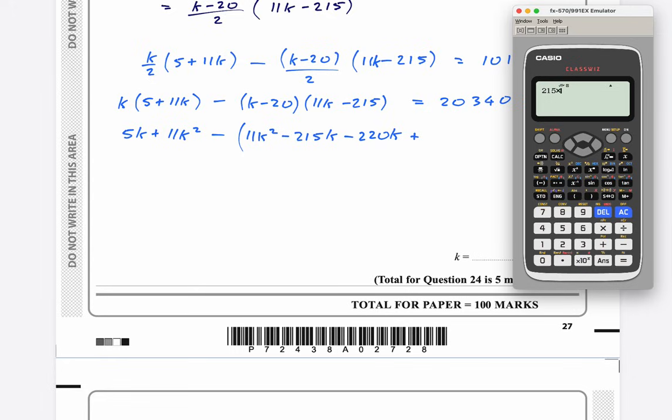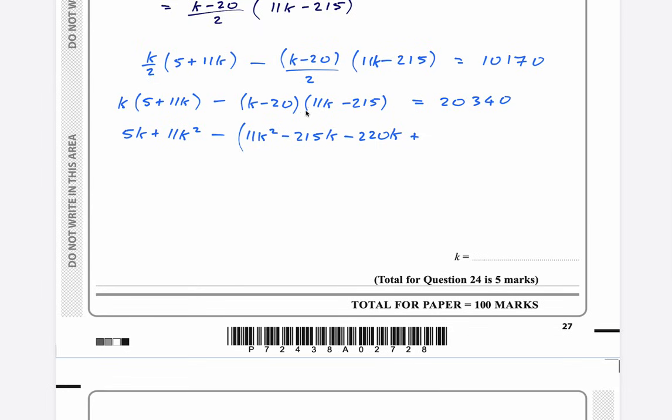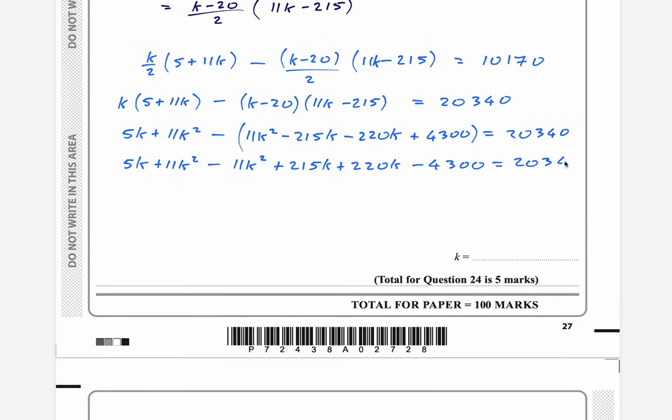And then plus, and definitely use your calculator for this, 215 times 20. 215 times 20 is 4,300. And it's plus, guys, because of the minus. So it's plus 4,300. And this equals 2340. Okay, now remember we had this minus here, guys, for a reason. So we've got our 5k plus 11k squared minus 11k squared. Okay, this is good news, guys, because our k squareds are going to cancel. So it's minus 11k squared plus 215k. This becomes plus 220k. And this becomes minus 4,300 equals 2340.